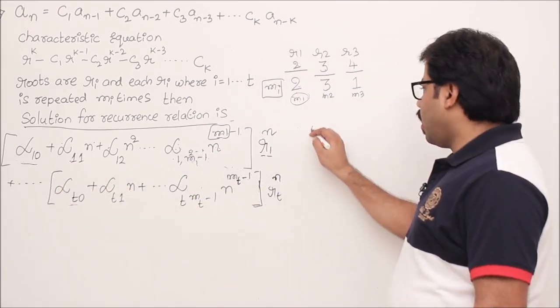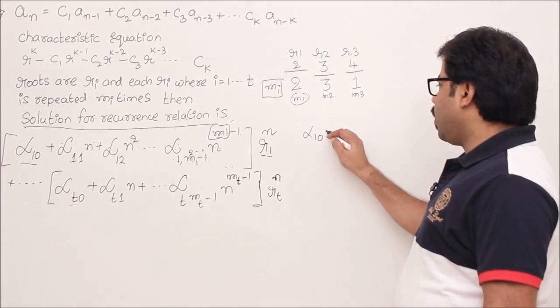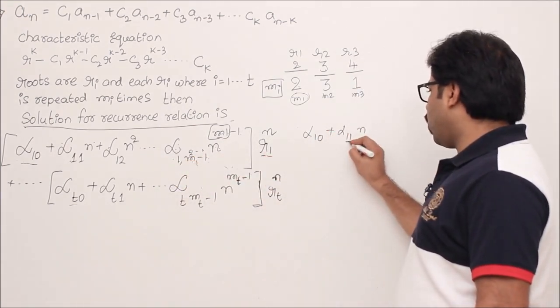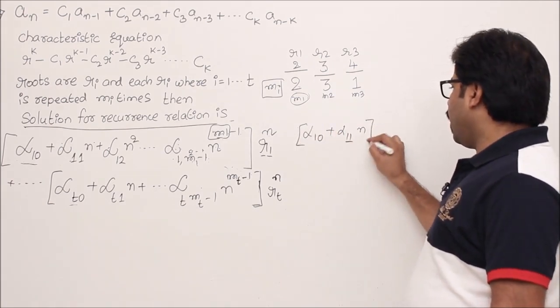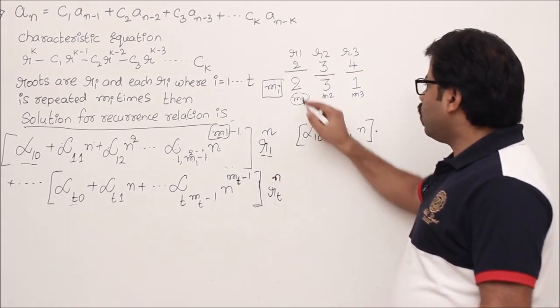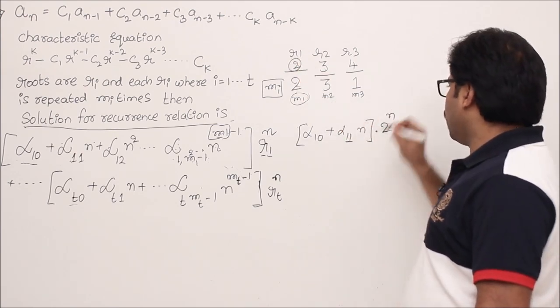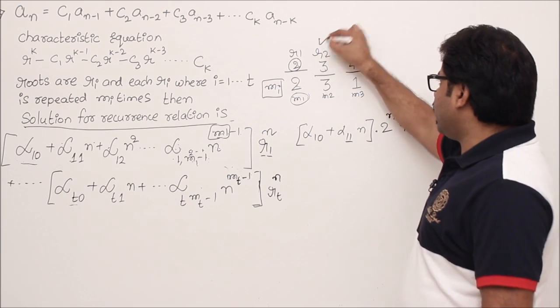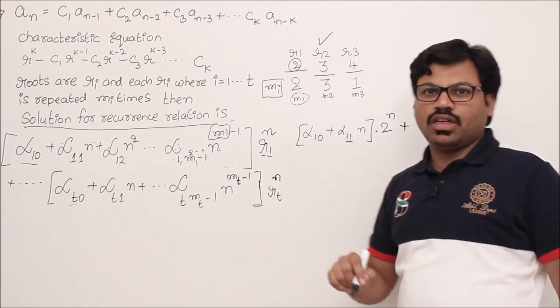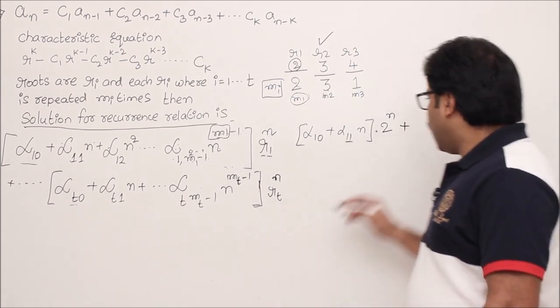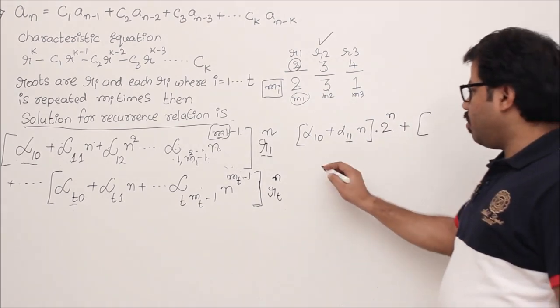Let me write it. Alpha 1,0 plus alpha 1,1 into n. Stop there, because we have to write only up to alpha 1,1 into the root power n. What is the root here? 2. Then 2 to the power n, plus. Now we have to write the same kind of expression for r2. How many times is it repeated? 3 times. So the expression will be like this.